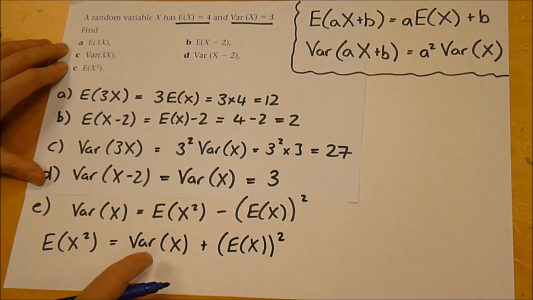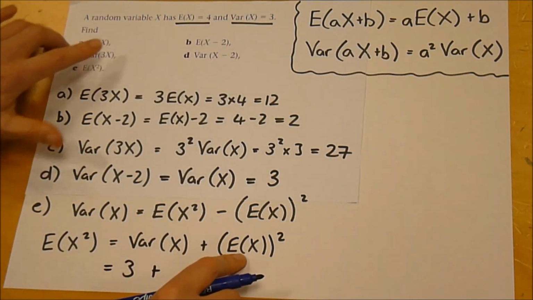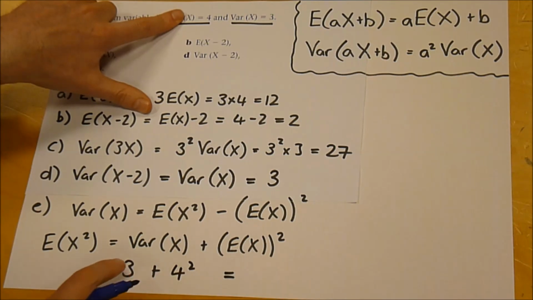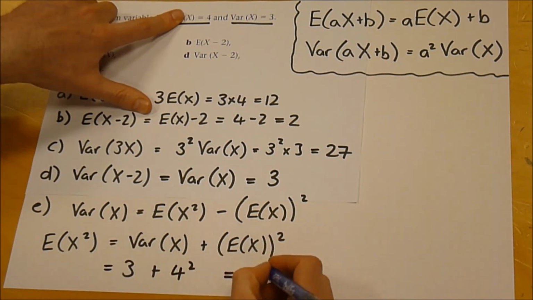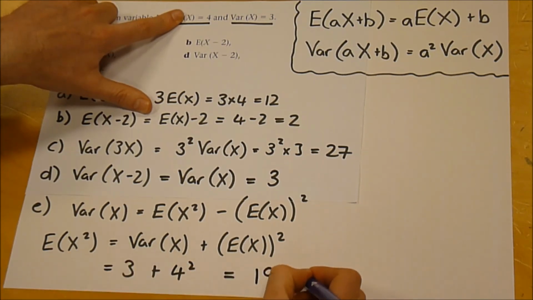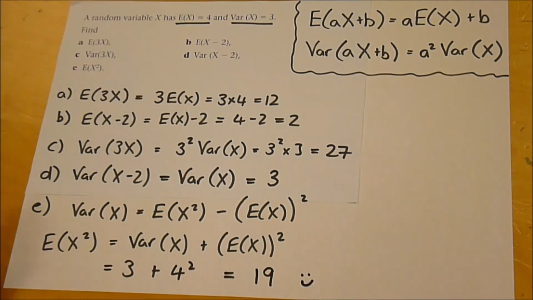Well, we know both these things. We know the variance is 3, and we know the expected value is 4, but then we need to square it. And our knowledge of BIDMAS says that we do the squaring first, then add 3. So 16 add 3 gives us 19, and we're happy.